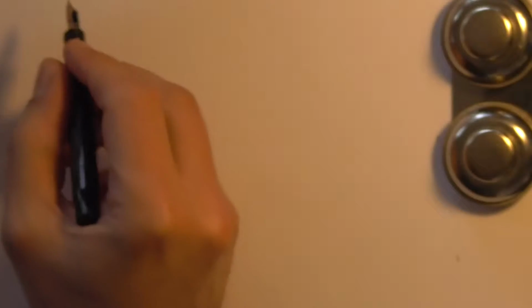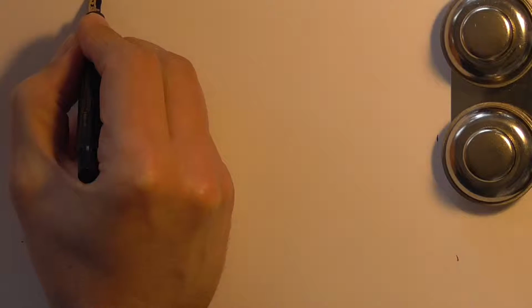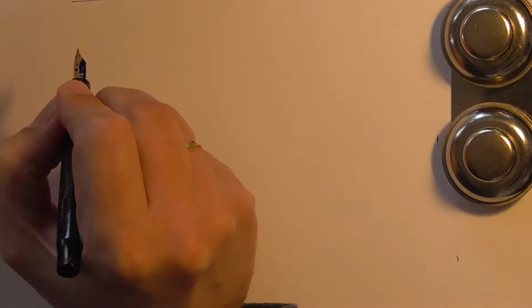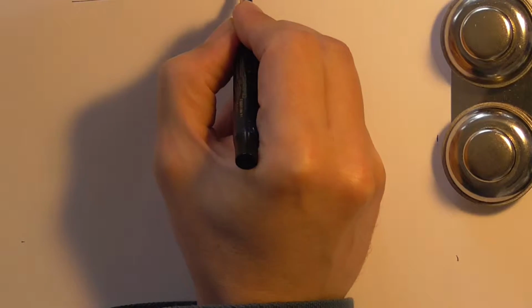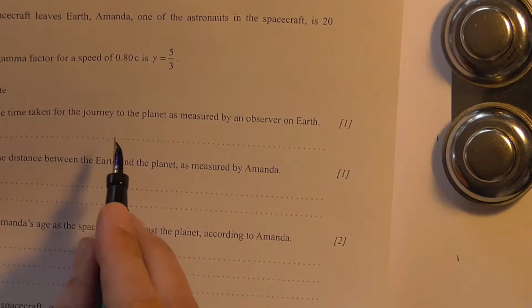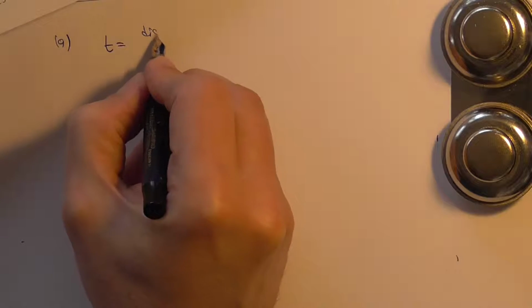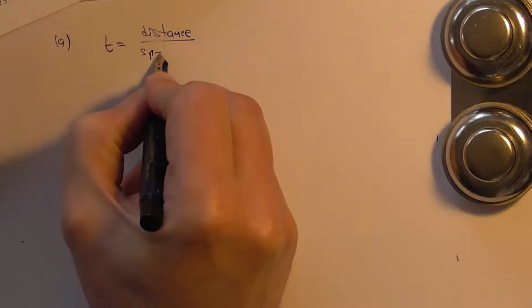So let me write down the question. This was from May 9, time zone 1, H3, and we're doing the question H3. So the first one is the time taken for the journey according to Earth. So the time is simply distance over speed.